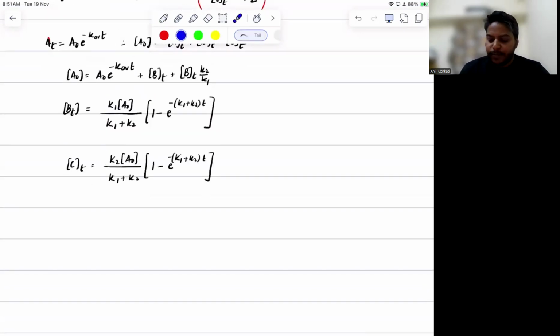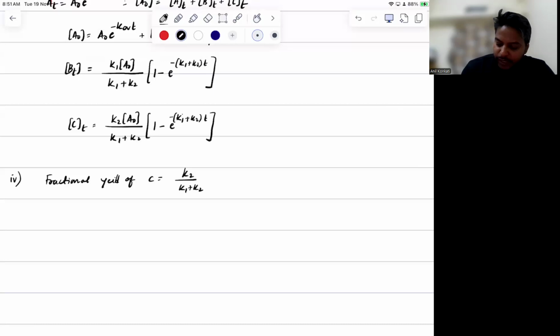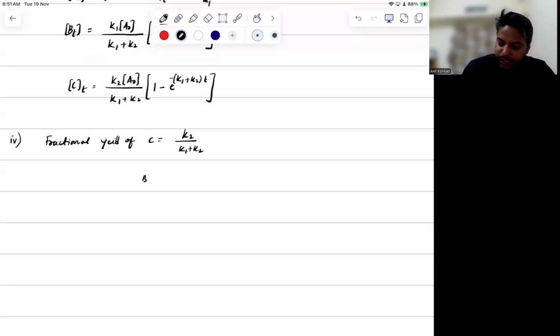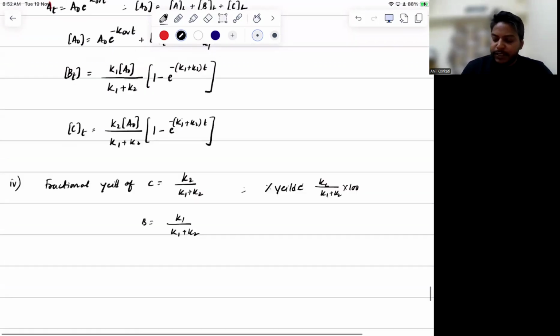Now, the next part, the fourth part, is about fractional yield. Fractional yield of C will be simply K2 by K1 plus K2, right? For B, it will be K1 by K1 plus K2. Percentage yield of C will be equal to K2 by K1 plus K2, into 100, and accordingly you can check for B, right? This will be the percentage yield, correct?